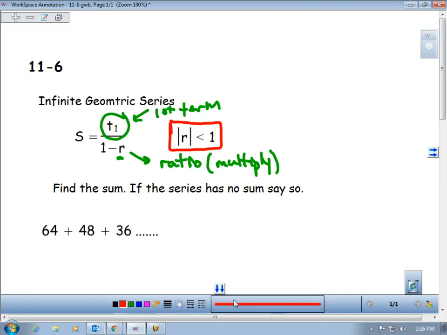You can't do this if the absolute value of your r is greater than 1. It's got to be less than 1. And that's really what my directions say here, guys. Let's find the sum. If the series has no sum, we're going to say that. It's going to have no sum if that r, that ratio we multiply to get the next term, is larger than 1. It's got to be smaller than 1. So let's look at this first one.